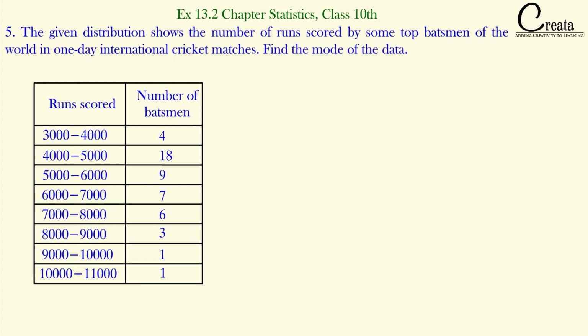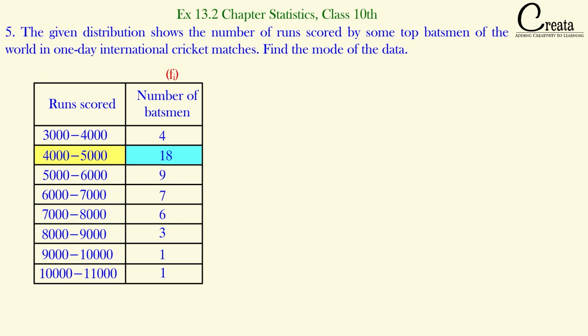Let's do so. Our first step, we will identify the modal class. And what is the modal class? The modal class is the class corresponding to the maximum frequency. So we have to identify the maximum frequency. Here the number of batsmen is the frequency column and the maximum frequency is 18. Like, 18 batsmen have scored in the range 4000 to 5000 runs. So here the maximum frequency is 18 and the modal class is 4000 to 5000.